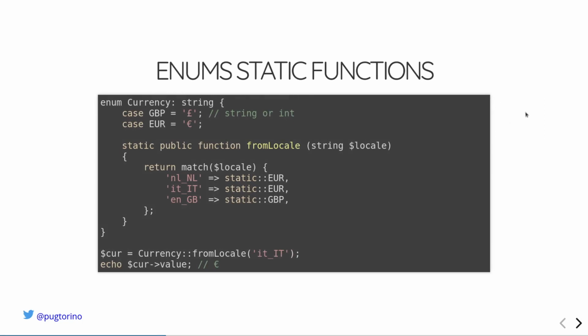You can also have a static function in the declaration of the enum. So in this case we are creating a fromLocale function that accepts a string, and according to this string we are giving back the value of the locale. For instance, if we are in the Netherlands, in the time zone of the Netherlands they use euro, so it will get back a euro value. Italy, the same, euro. In Britain, in England, there will be the GBP value.